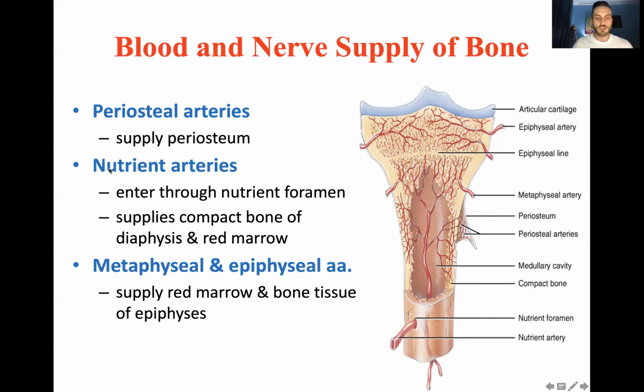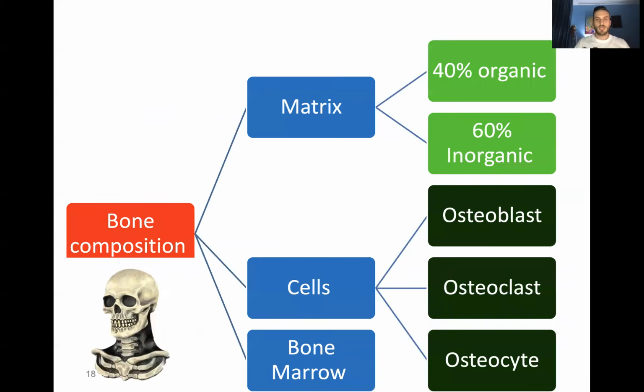The second part is the nutrient arteries. If you look at the bone, you will see some holes in it. The arteries are going inside through these holes. They're called nutrient arteries, going through nutrient foramens. So these holes are called nutrient foramens. The metaphyseal and epiphyseal arteries are supplying the red marrow and bone tissue of the epiphysis, okay? So we have nutrient arteries, metaphyseal and epiphyseal arteries, and finally, periosteal arteries.